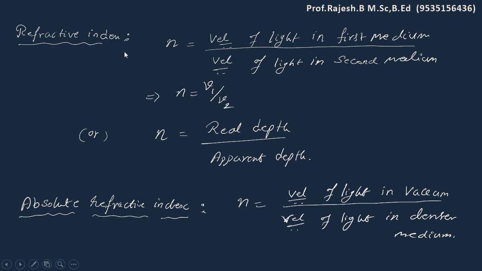Then the meaning of refractive index. It is just the ratio of velocities or speeds of light in two different media, V1 by V2, or in terms of depth, real depth by apparent depth. Next, absolute refractive index. Here we take the first medium as vacuum. So vacuum is the very rare medium; there is no chance of anything rarer. So the next medium will be denser. Even air will be denser with respect to vacuum.